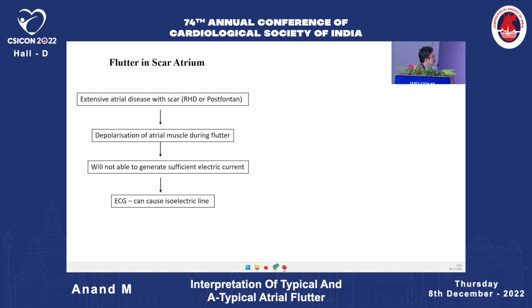In a patient with a scarred atrium, when there is extensive atrial disease with scars, such as in rheumatic or post-Fontan, the amount of normal atrial muscle available to depolarize is small. The depolarization of this atrial muscle during flutter will not generate sufficient electric current, so even if it depolarizes, there is no current, and in the ECG you can get an isoelectric line.